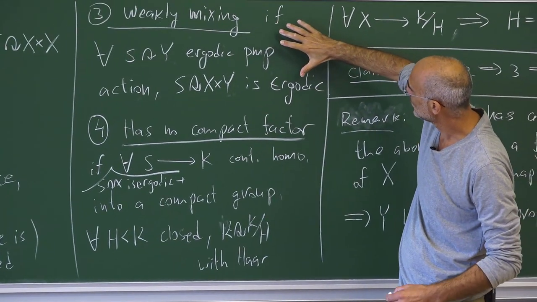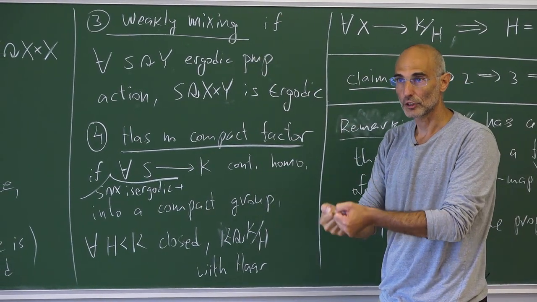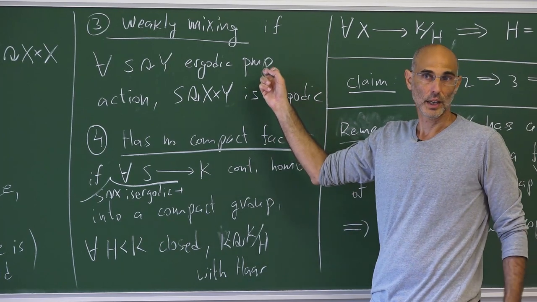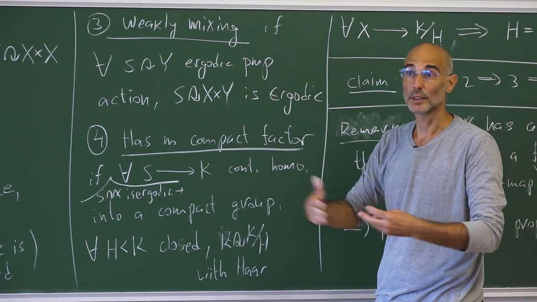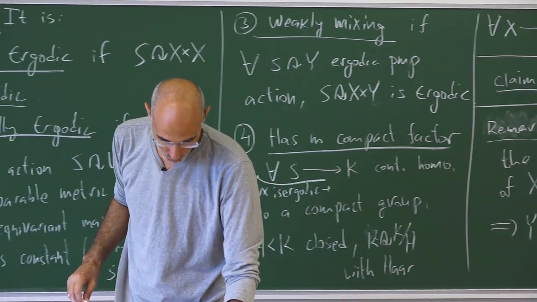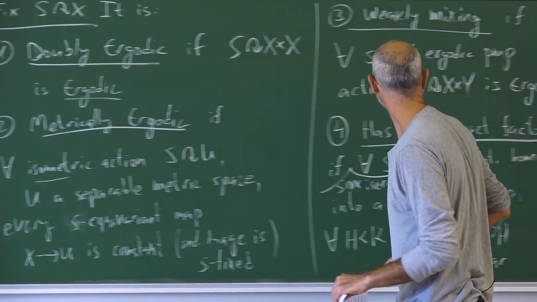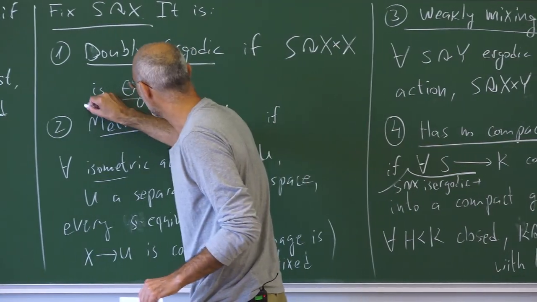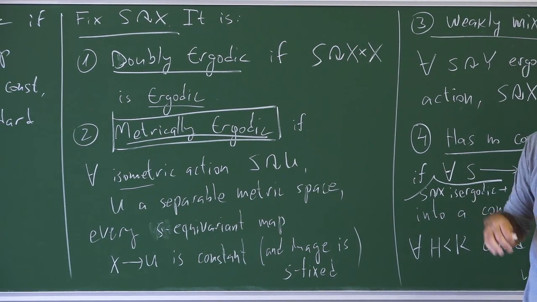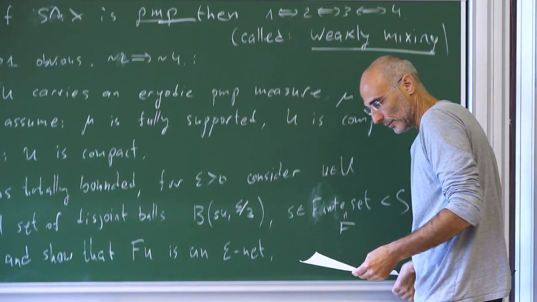And maybe this property could also be thought of as stably ergodic. Not only the action, I mean, if the action of S on X is ergodic, it doesn't mean that when I multiply by another ergodic action, it stays ergodic. Under the weakly mixing assumption, this is the case in the PMP category. Okay, that's about that. And all this is to emphasize the role of metric ergodicity, which is important for us in the PMP and in the non-PMP world. So let me now discuss metric ergodicity.